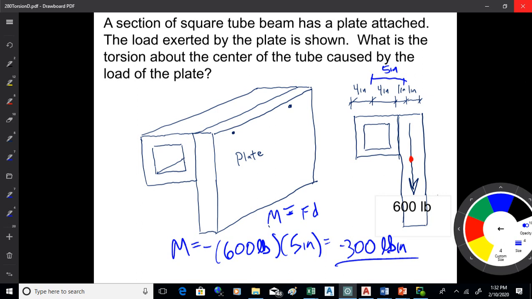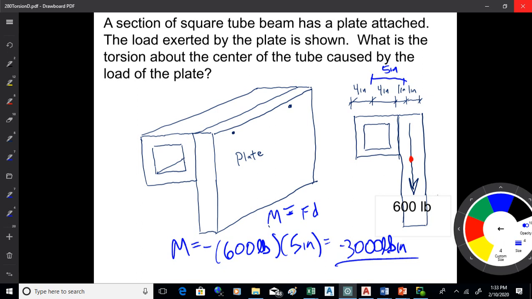So 300 pound inches. We okay with that? No, I screwed that up. One more zero. Yeah, okay, thanks. 3,000. Thank you. There we go. Yeah, we're in pound inches.